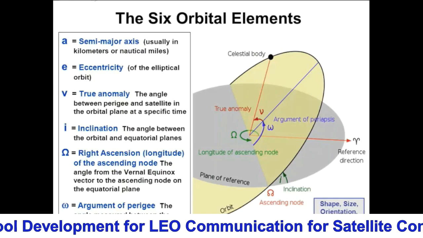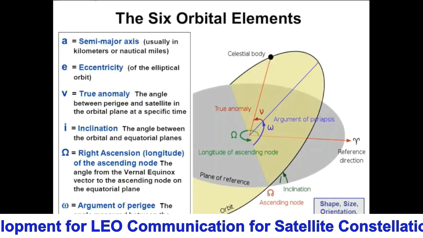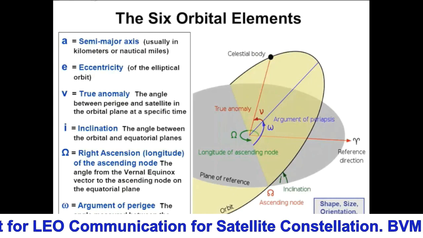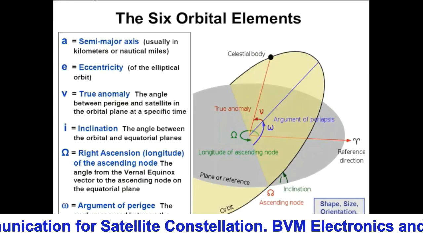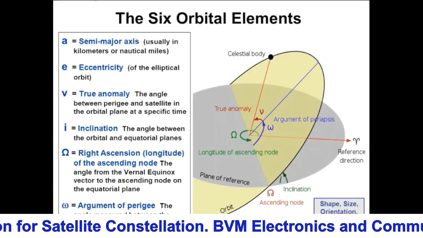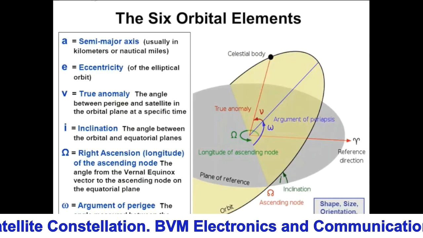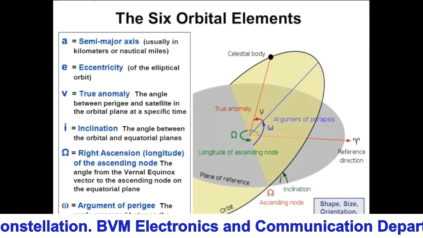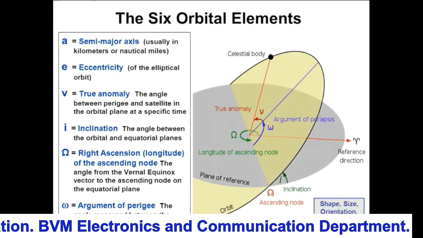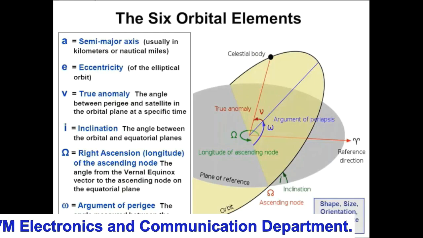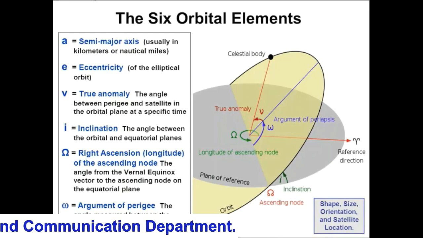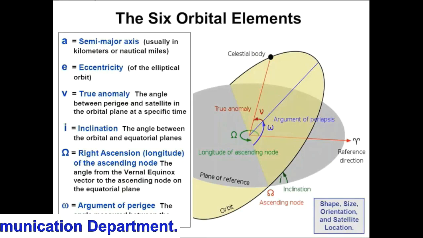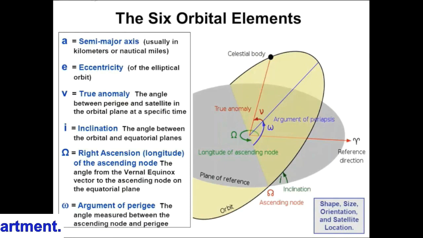Fourth is the inclination angle. The inclination angle is the angle between the orbital and equatorial planes. The right ascension node, or we can say RAN, is the angle between the reference direction and the ascending node, which is the point where the satellite crosses the equator while going from the southern hemisphere to the northern hemisphere. And the last is the argument of perigee. The argument of perigee is the angle measured between the ascending node, that is RAN, and the perigee.